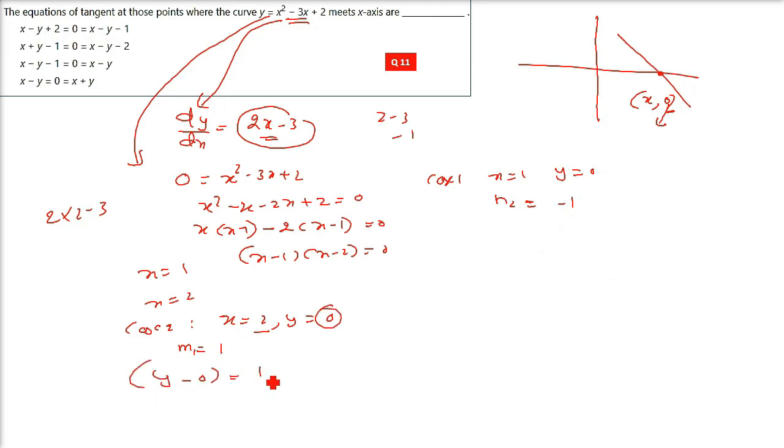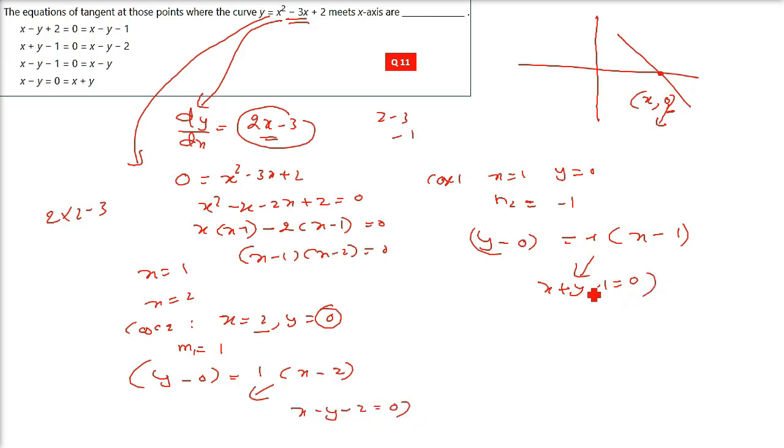y minus y1 equals m into x minus x1. x and y are 2 and 0, and m is 1. Here also, so y minus 0 is equal to m, which is negative 1, and then x minus 1 because x is 1 here. So the equations which are being formed: x plus y minus 1 equals 0. Here we have x minus y minus 2 equals 0. So these are two equations which you can choose from here, and that is going to be your answer.